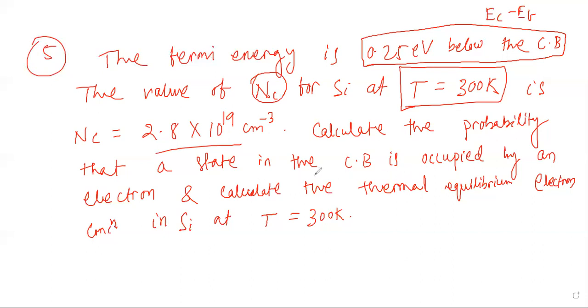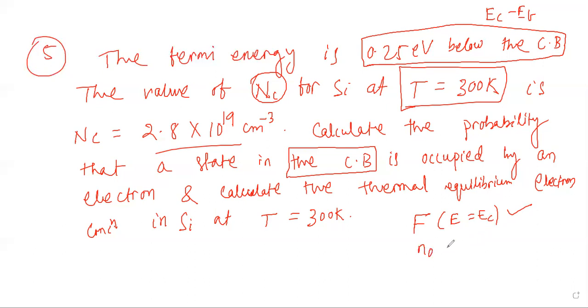So we need to find out the probability. Probability means the Fermi-Dirac distribution function at E equal to EC, because it says in the conduction band. So F of E we need to calculate when E is equal to EC. And then calculate the thermal equilibrium electron concentration, which is n0. So these are the things we need to find out. We will find the Fermi-Dirac distribution function when E is equal to EC, simply from the formula of the Fermi-Dirac distribution, and then we need to find n0.